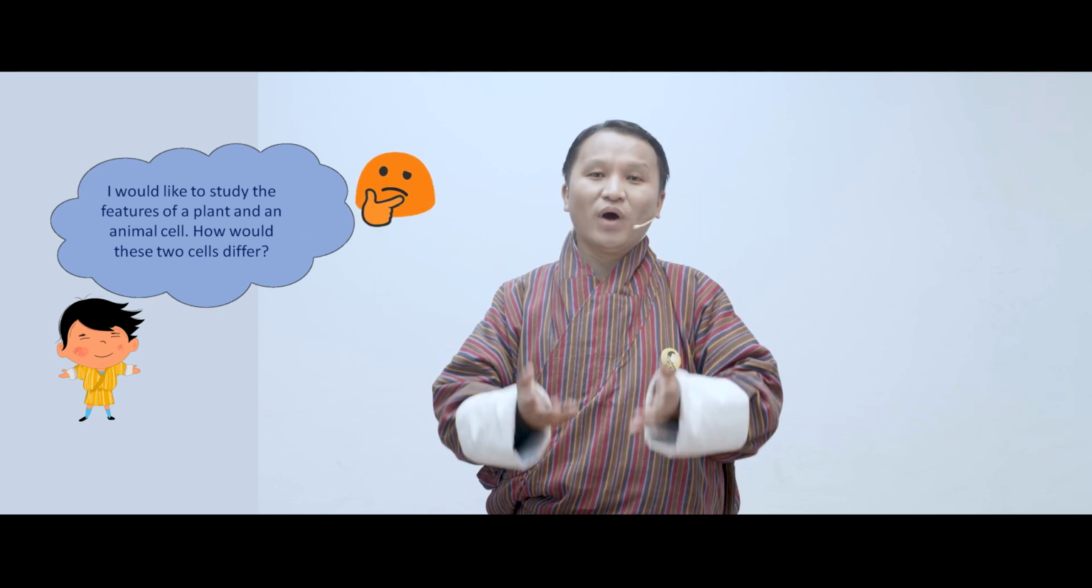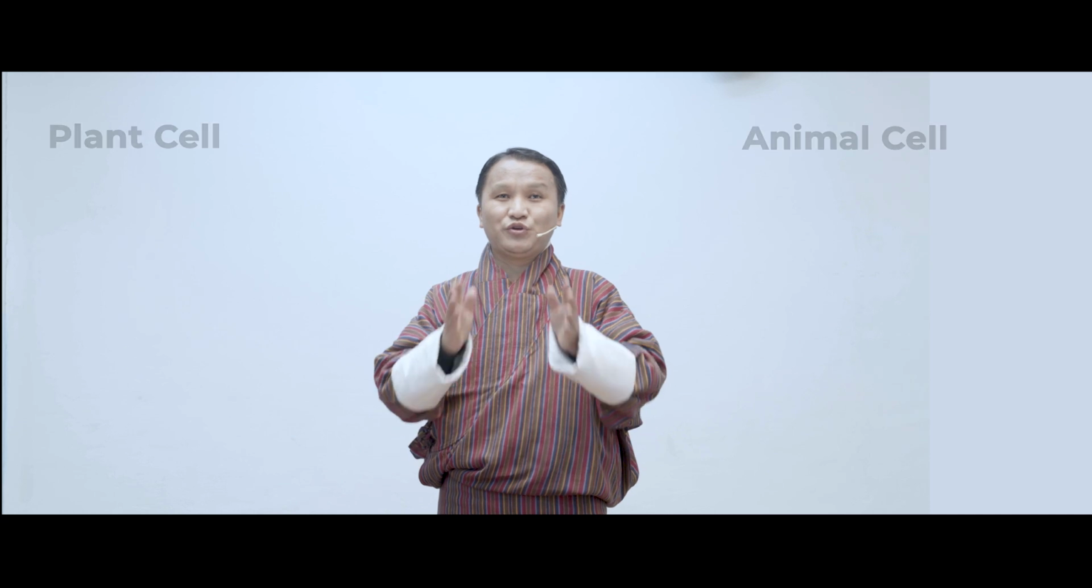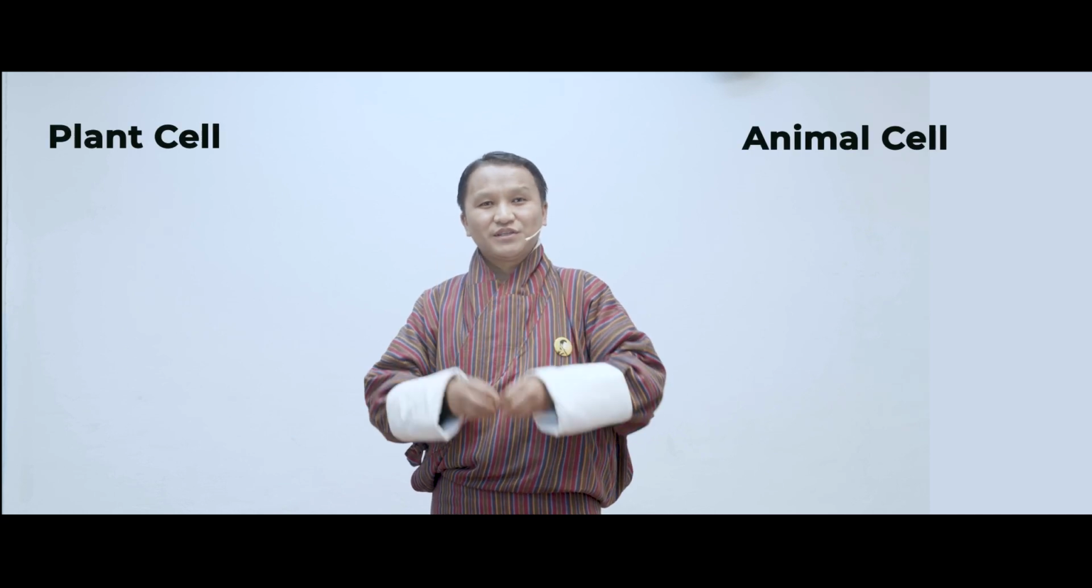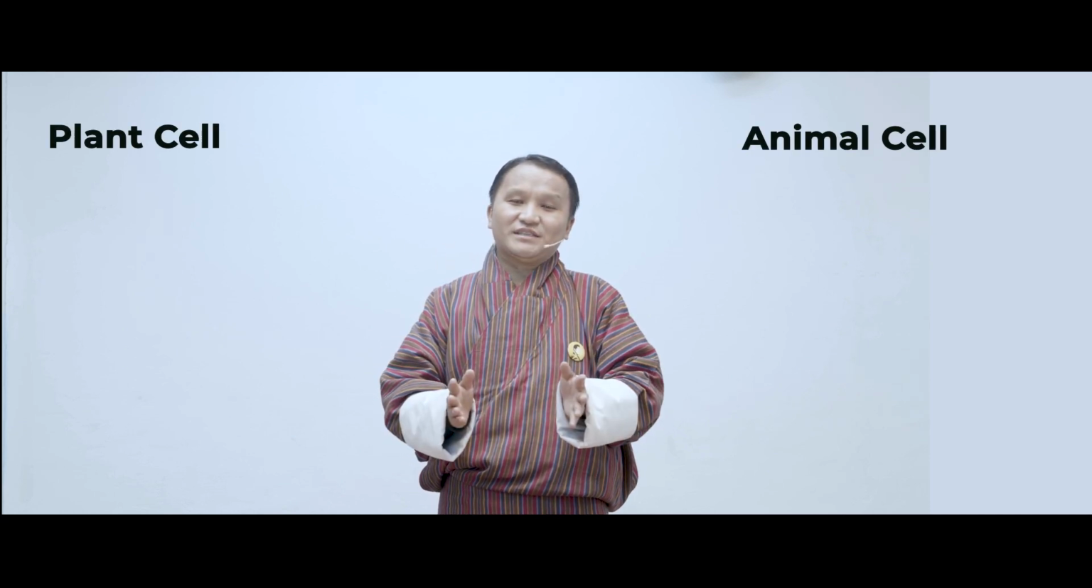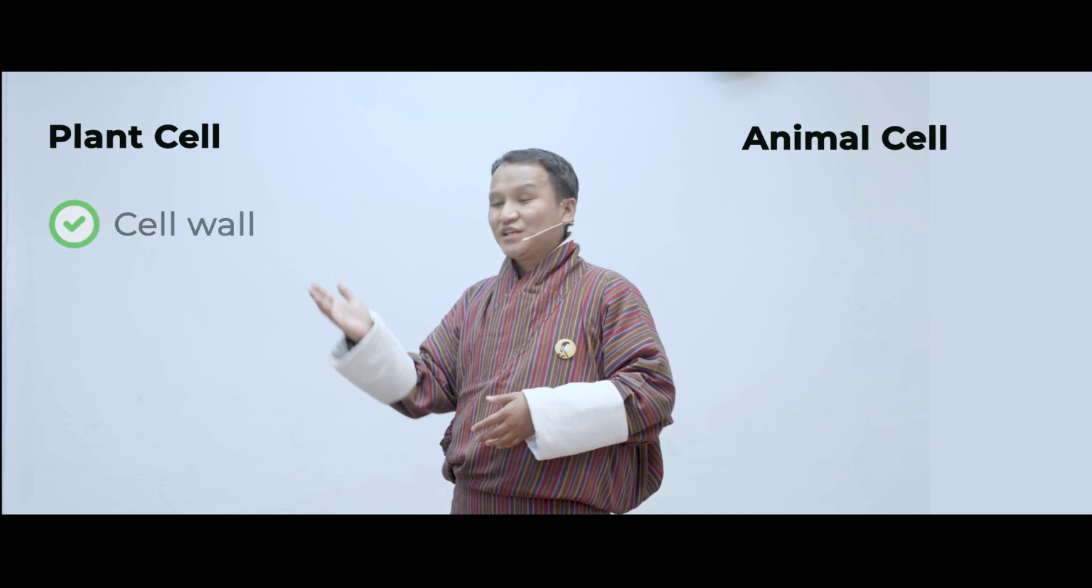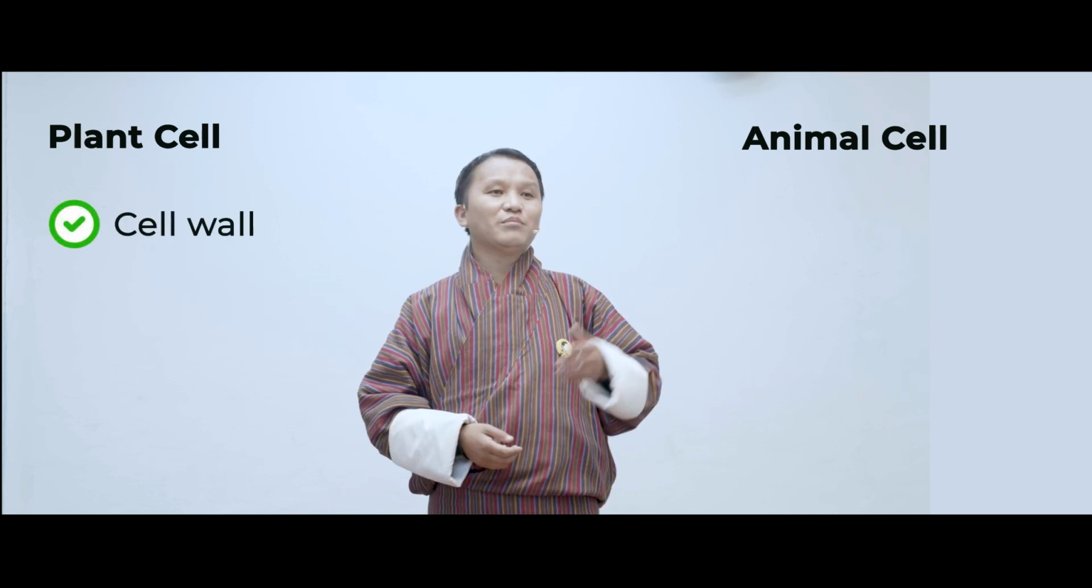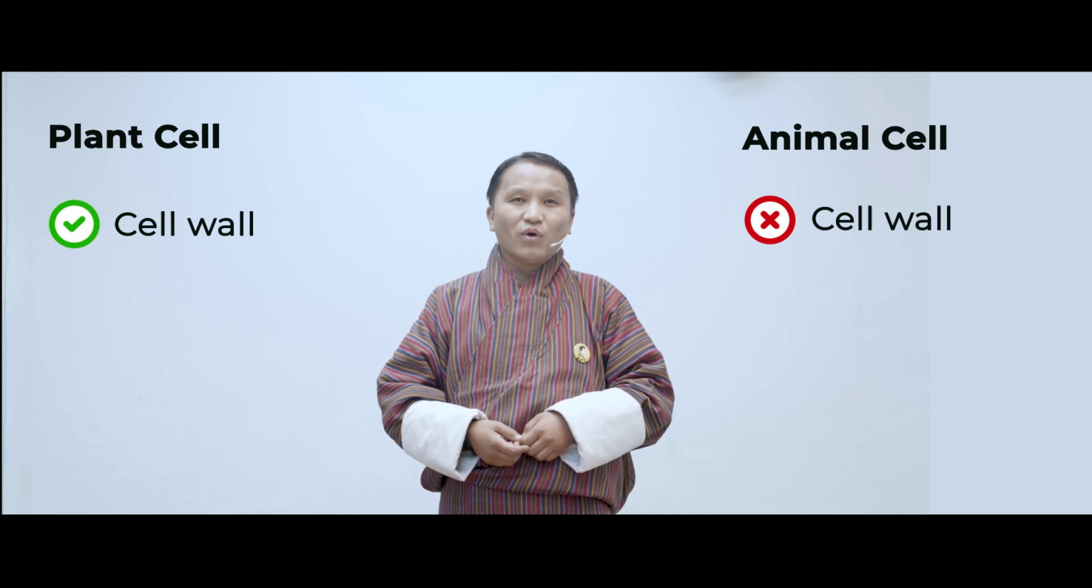Can you guess for a while? Because we have already discussed. So you may have realized that there are some differences between plant and animal cell. For instance, plant cell has cell wall while the animal cells do not have the cell wall.